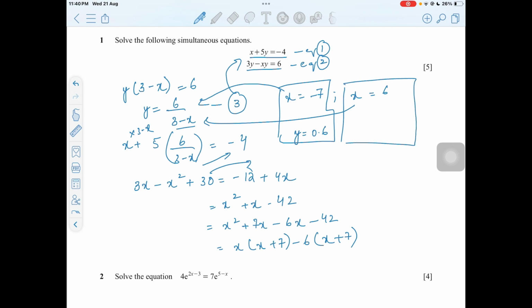Now if we plug in x equals 6 over here, so this would be 3 minus x, and 6 over minus 3, so this would be negative 2 simply. So this would be negative 2, right? So we have our two solutions.